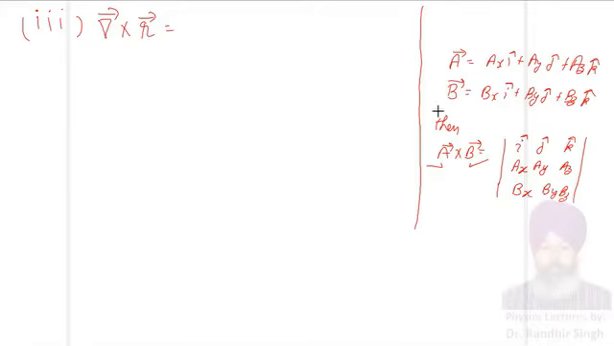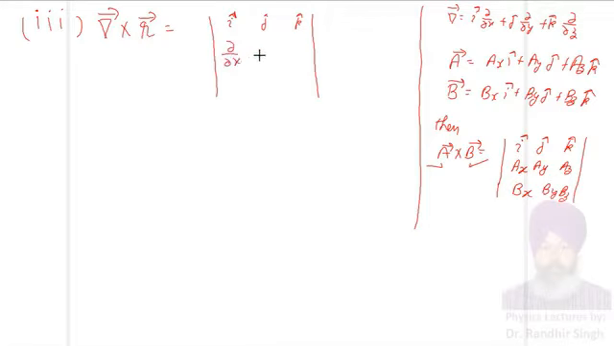So as per this formula, del cross R will have a determinant whose first row will be i cap, j cap, k cap. The second row will contain components of del vector, and we know that del vector is nothing but i cap ∂/∂x plus j cap ∂/∂y plus k cap ∂/∂z. So the components of del vector are ∂/∂x, ∂/∂y, ∂/∂z. Similarly, R vector, its components are x, y, and z.